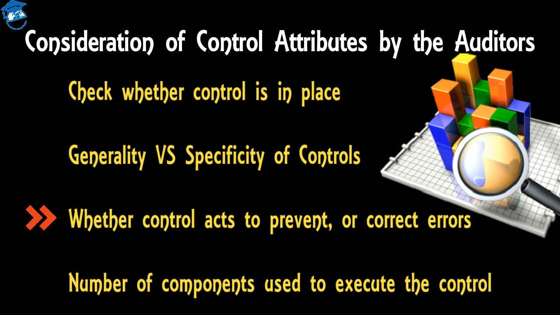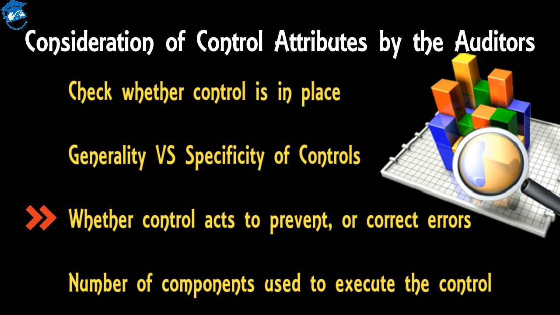Next comes whether the controls act to prevent, detect or correct errors or not. As an auditor, you should focus on a few things. Number one, preventive controls: controls which stop errors and irregularities from occurring. Next, detective controls: controls which identify the errors and irregularities after they occur. Something has already happened and then you are going to detect it. Whereas with preventive controls, something has not happened yet and before it happens, you ensure that it's prevented.